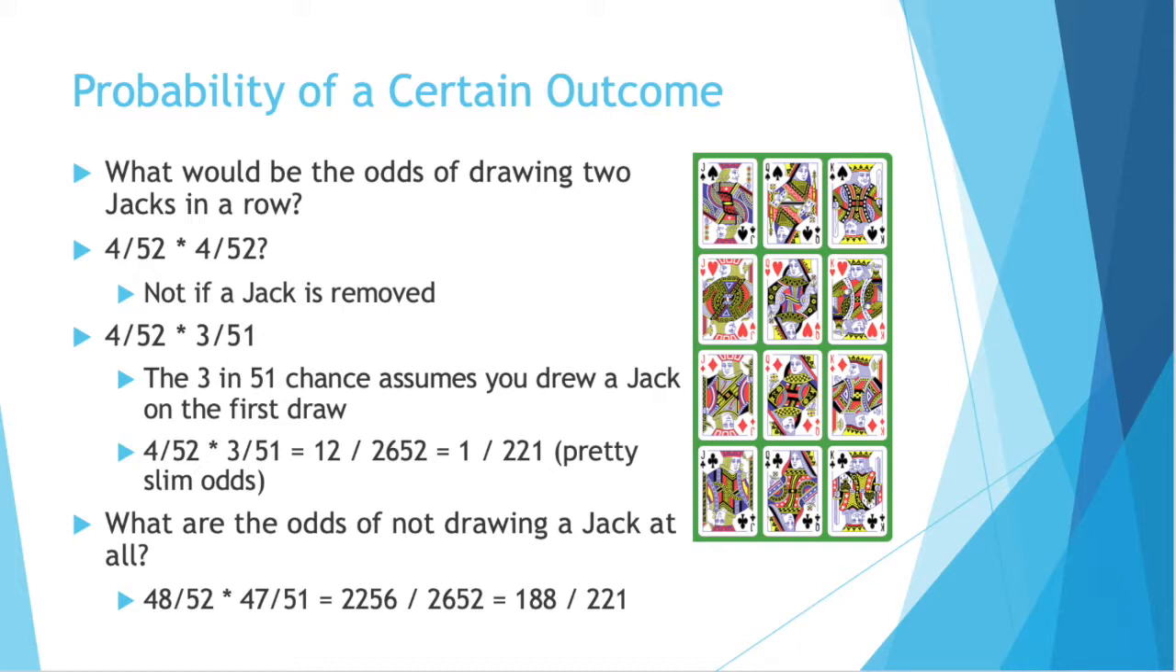Pretty slim odds. What are the odds of not drawing a Jack at all? It's the same idea. There's 48 cards out of 52 that are not Jacks. You draw one out, you're down to 47 out of 51 that are not Jacks. Multiplied, that's 2,256 over 2,652, or 188 over 221. Much better odds than drawing 2 Jacks in a row.